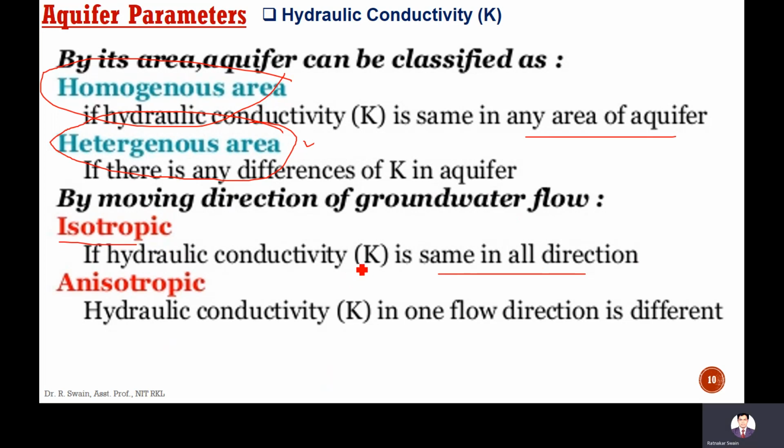If there is a change, or a difference, in the hydraulic conductivity in any one direction, then it is called anisotropic. So it depends upon the direction of the groundwater flow and the hydraulic conductivity. This is how isotropic and anisotropic are classified.